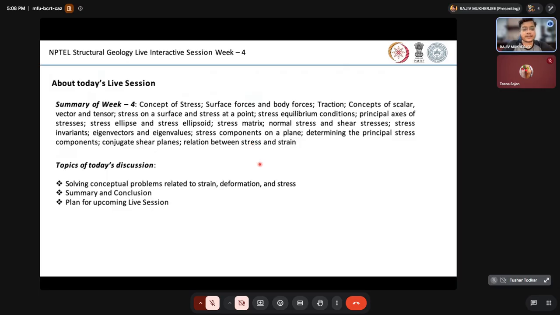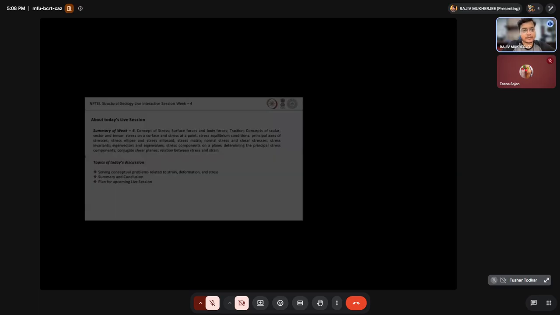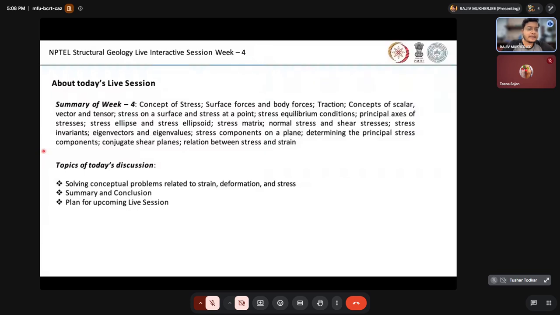Based on these various topics that we have already covered in week 4 content for the course structural geology, I have designed several multiple choice questions. We will go through these questions one by one and solve them. As we have been doing, I will present a question, give you some time to think about what the correct answer will be, and then we will discuss what the probable answer is and why. So let us begin with today's question answer session.